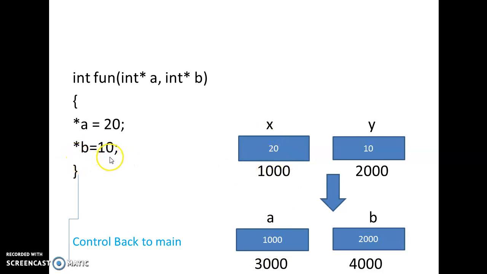Similarly, pointer b is equal to 10. Value at b address: b holds 2000, so the value at 2000 will be stored at 10. So simply x becomes 20 and y becomes 10 with the help of call by reference. And as the function finishes, the control goes back to the main. Here we need to clearly understand that the changes are made with the main function's variables' addresses.